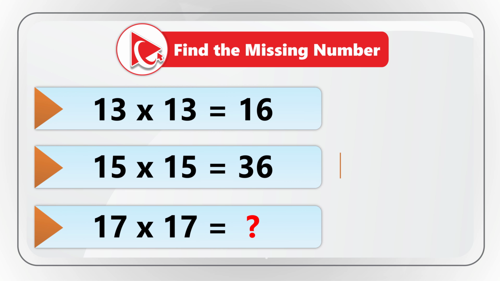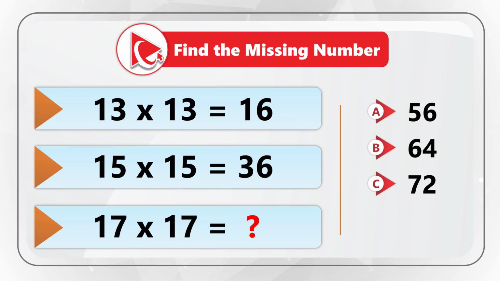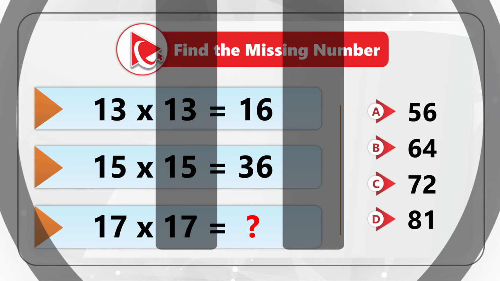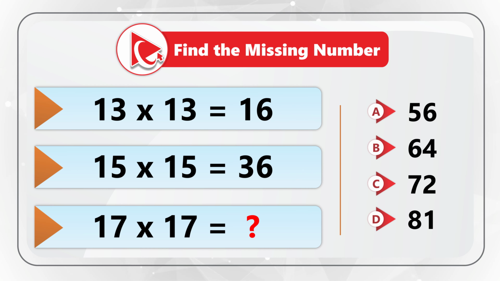You have 4 different choices to select from. Choice A, 56. Choice B, 64. Choice C, 72. And choice D, 81. Take a close look. Maybe pause this video to see if you can come up with the answer.